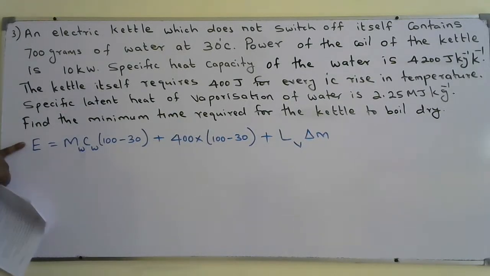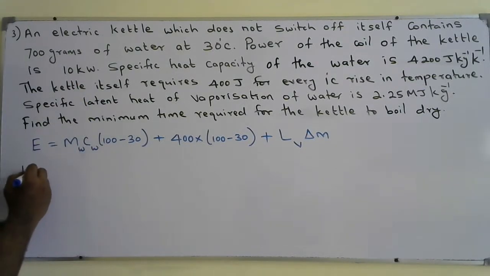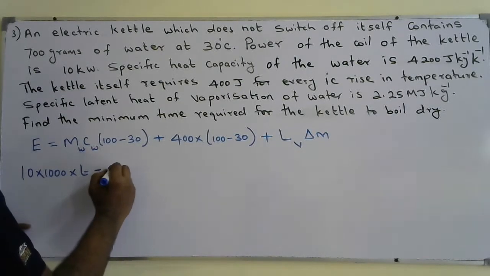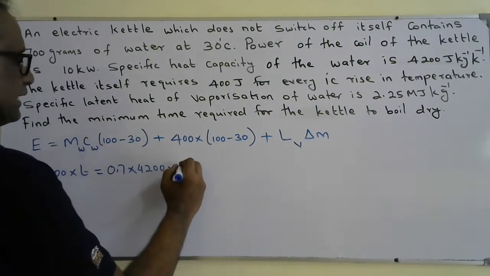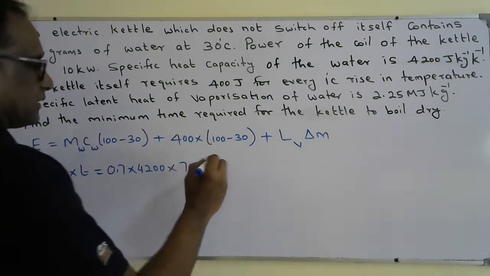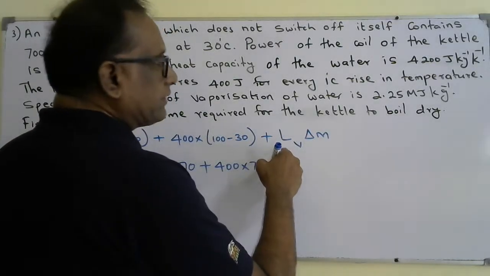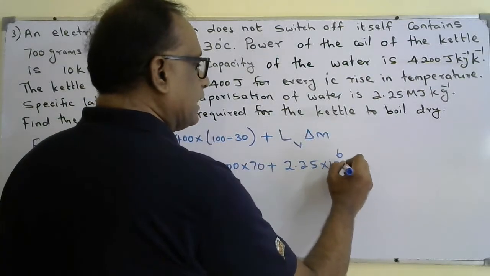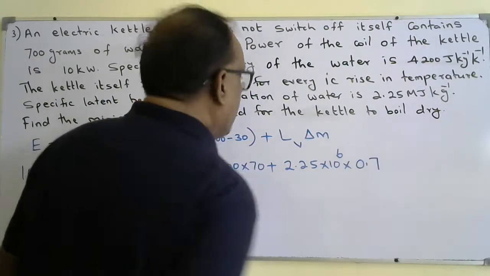Energy is equal to power times time. We know the power, that is 10 kilowatts, so P is 10 times 1000 times T, that is 10,000 T. Mass of water 700 grams means 0.7 times 4200 times (100 minus 30, that is 70), plus 400 times 70, plus latent heat of vaporization 2.25 times 10 to the power 6 times delta M. We are going to vaporize all the water completely, so 0.7. Now find T.